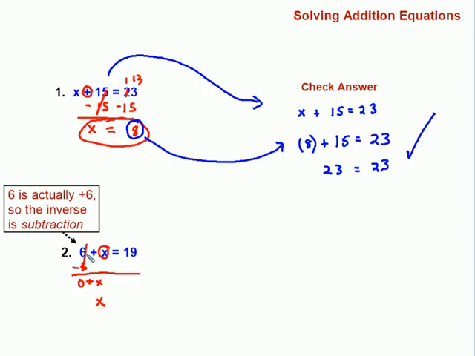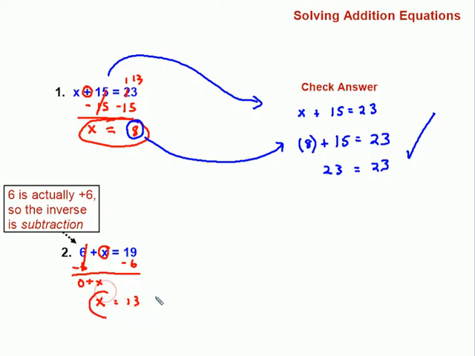And then we follow rule number 3. We used our inverse operation, which was subtraction, and we got x all by itself. Rule number 3 says whatever we do to the left side, subtracting 6, we also have to do to the right side. So we subtract 6 over here. 19 minus 6 is equal to 13.